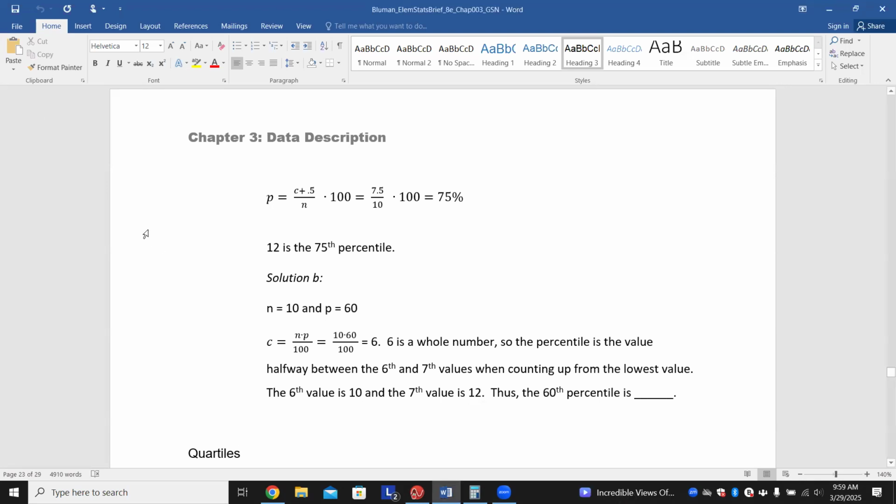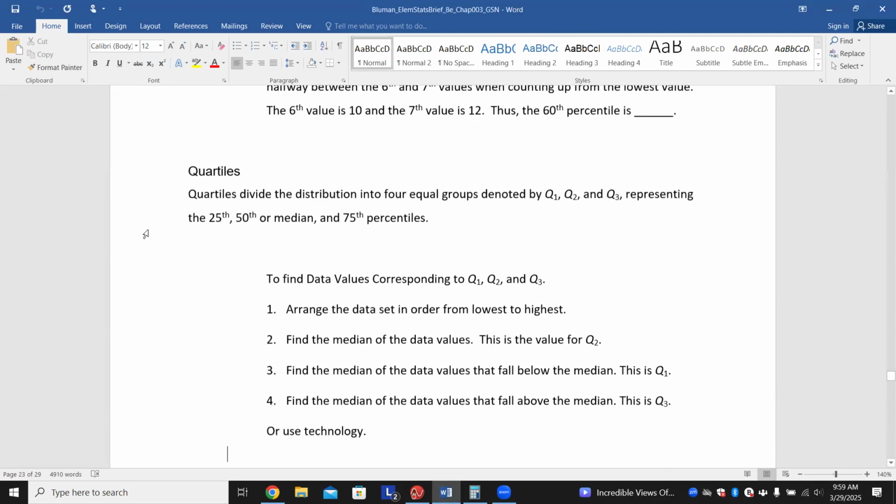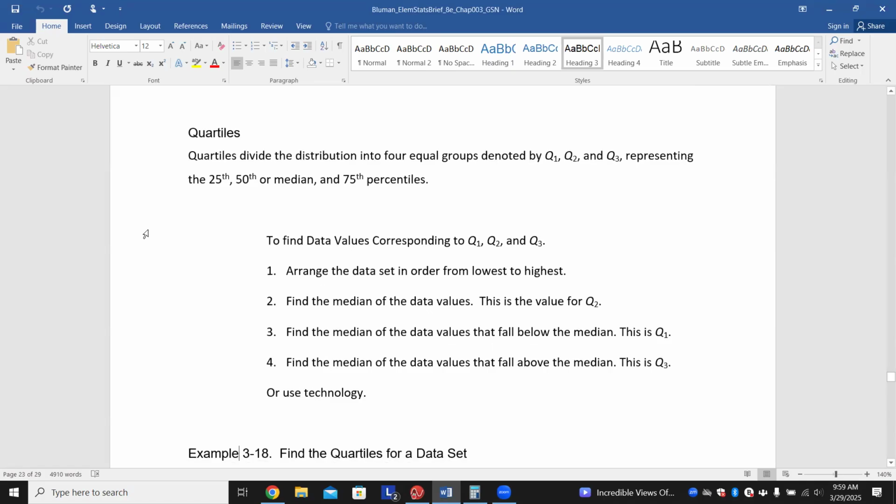So let's talk about quartiles. Quartiles divide the distribution into 4 equal groups denoted by Q1, Q2, and Q3, representing the 25th percentile, 50th percentile, or median, and the 75th percentile. Q4 would represent the 100th percentile if you didn't catch on to that.